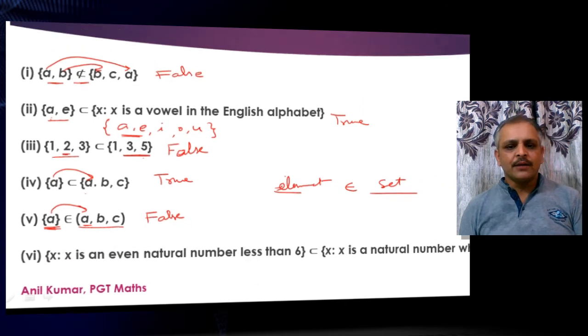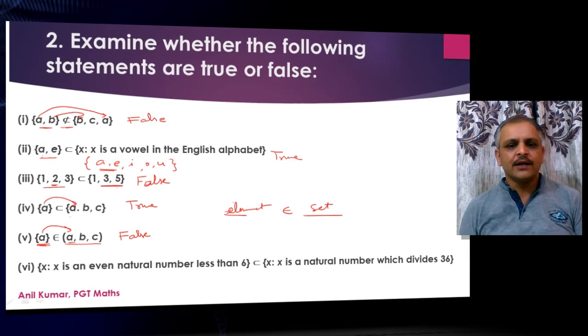X is an even natural number less than 6. So what are the even natural numbers less than 6? Yes, 2, 4, that's it. Less than 6, we will not include 6.